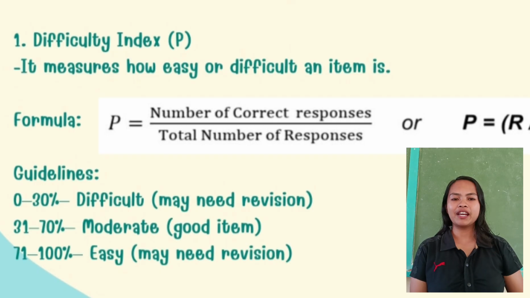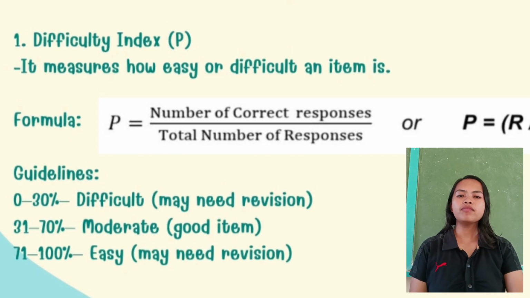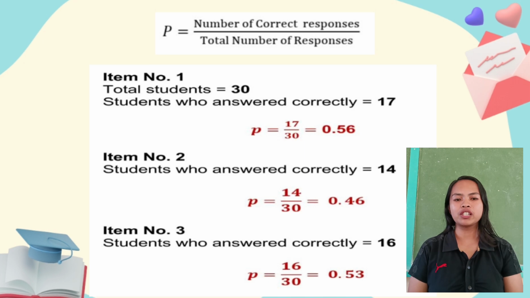So, the difficulty index is to test how easy or difficult an item is. And now I'm going to share the formula of this. As you can see here on the presentation, the formula is P equals R divided by T. R is the correct responses of the students, or the correct answer, while T is the total number of students tested. And now we will proceed to the item number 1 calculation to determine how easy or difficult that item is.